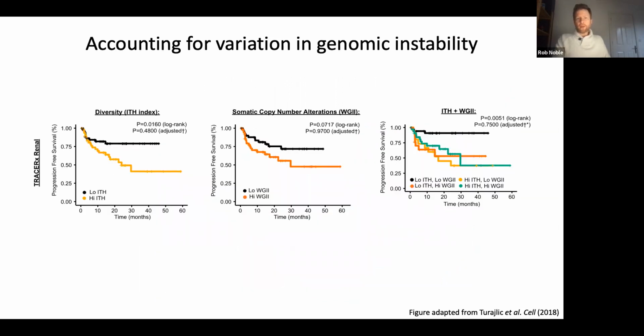In TRACERx, they found that if they accounted for genomic instability, so the fact that some of these tumors were more unstable than others, then that was also a predictor of survival. And if they combined both intratumor heterogeneity and genomic instability together, they found that the slowest progressing patients were the ones that had low instability and low intratumor heterogeneity, shown in black here.